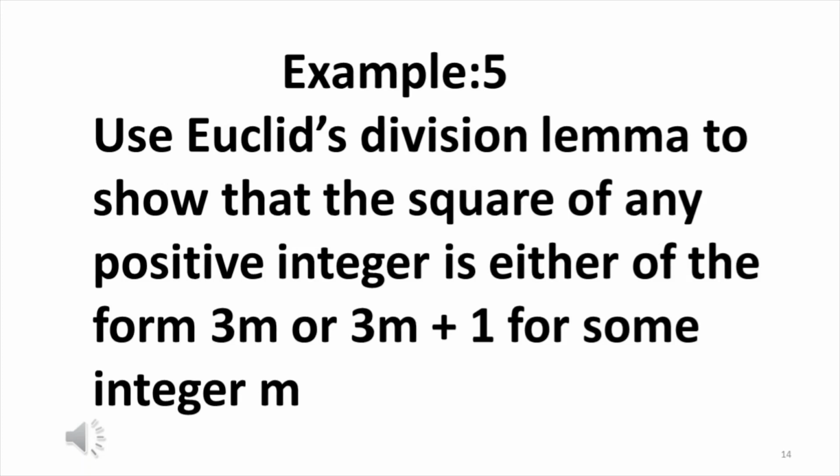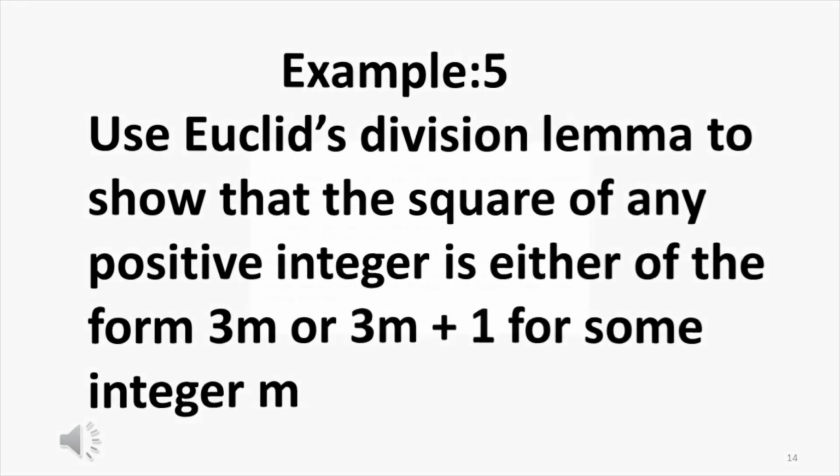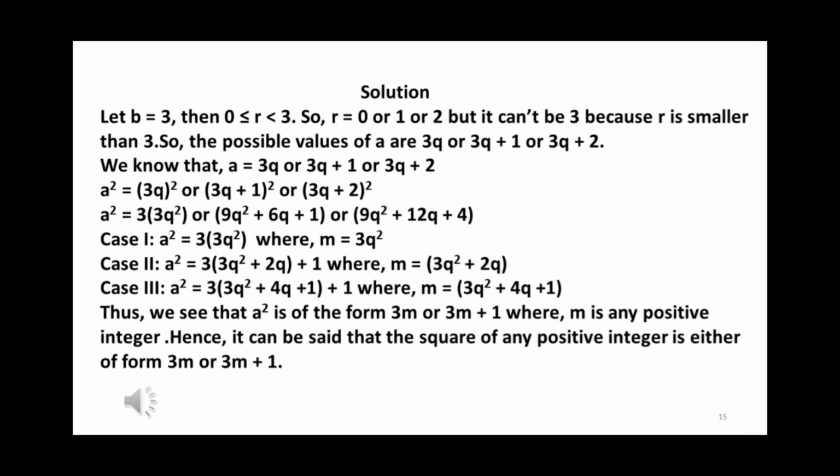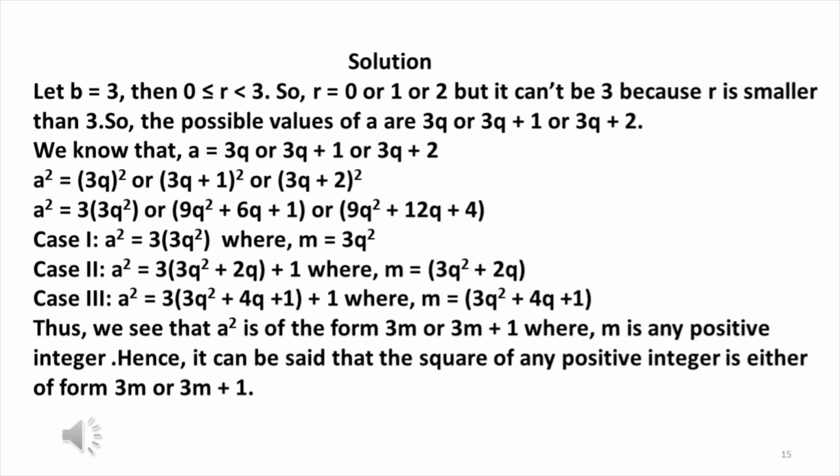Example 5: Use Euclid's division lemma to show that the square of any positive integer is either of the form 3m or 3m plus 1 for some integer m. Solution: Let b equals 3, then 0 is less than or equal to r less than 3, so r equals 0 or 1 or 2, but it can't be 3 because r is smaller than 3. So the possible values of a are 3q or 3q plus 1 or 3q plus 2.